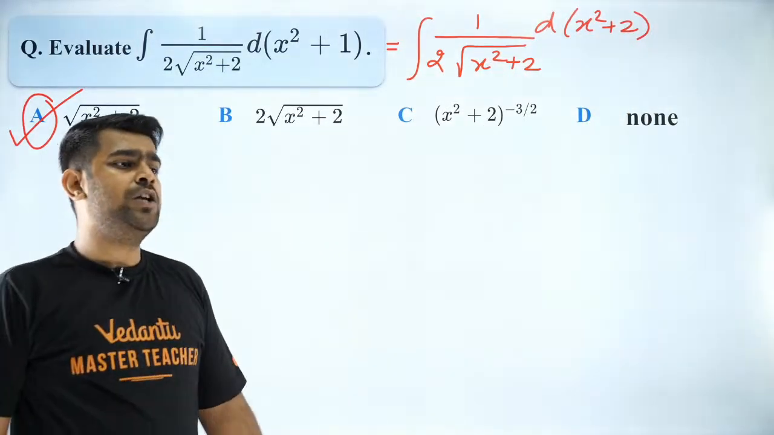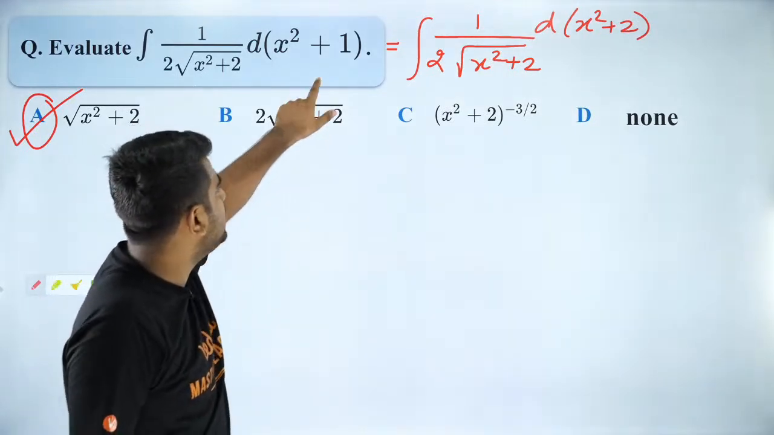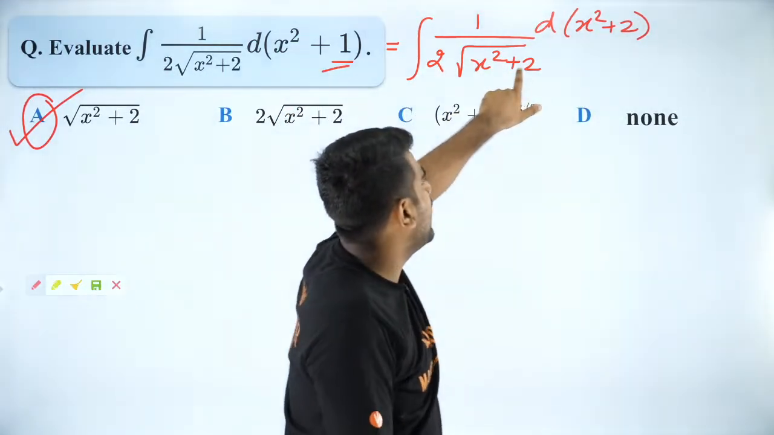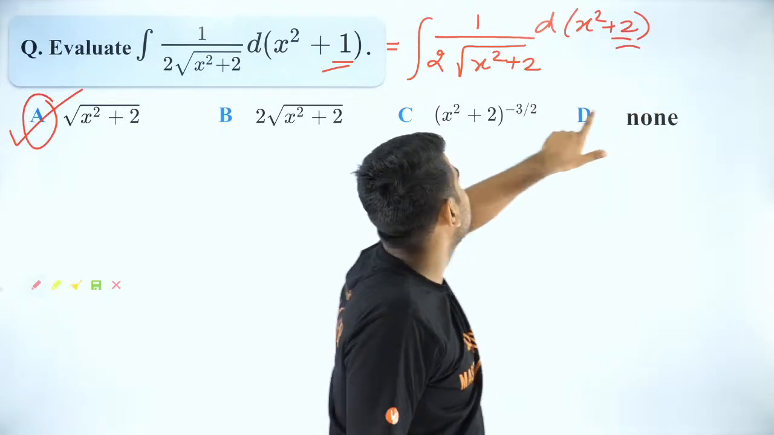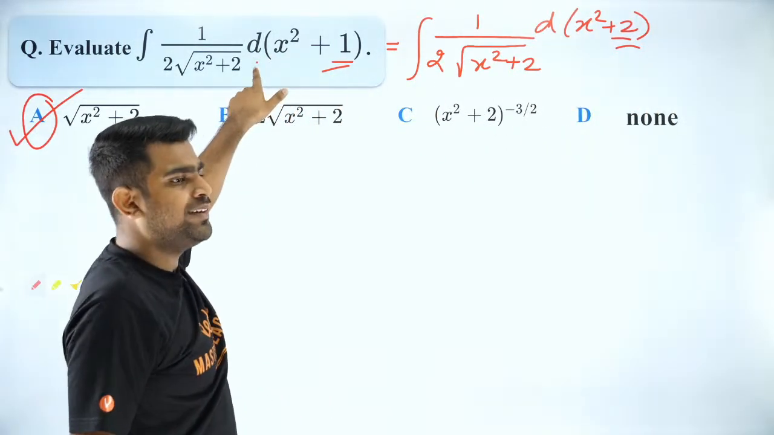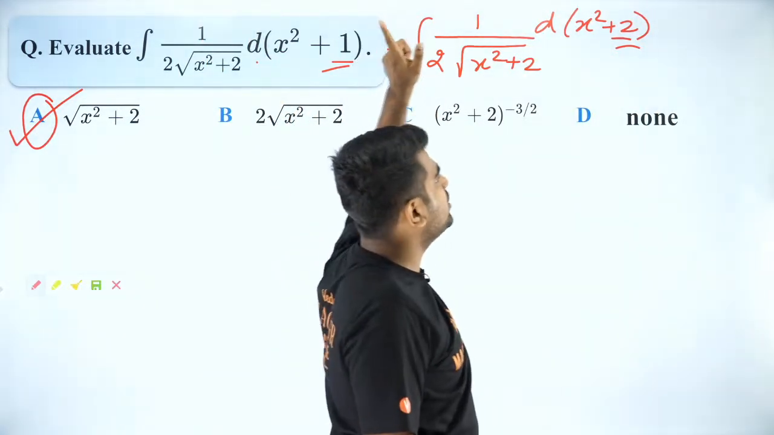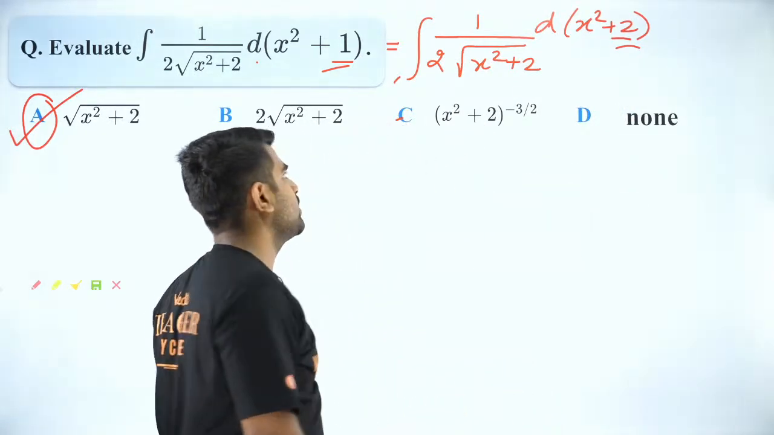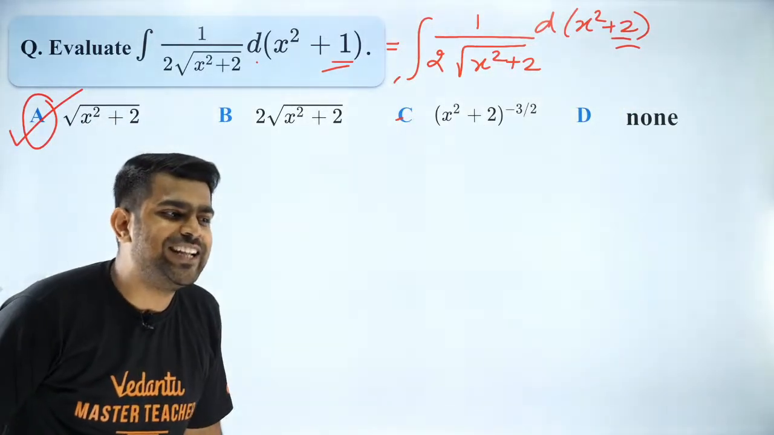How many of you feel, sir, no sir? Can't you see? Here it is 1, sir. Why did you write as 2? Because guys, it is differentiation. Differentiation of 1 or differentiation of 2 doesn't matter. Both are 0. Are you guys getting it?